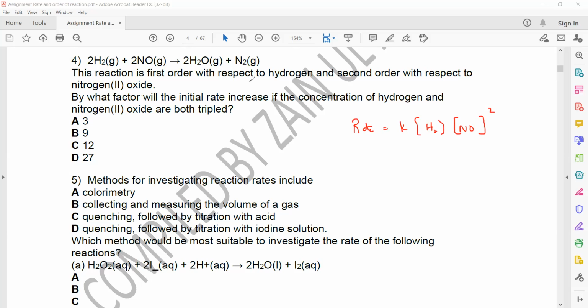By what factor will the initial rate increase if the concentration of hydrogen and nitrogen monoxide both triple? If we triple the hydrogen concentration, because it is first order, the rate will triple. If we triple the nitrogen monoxide concentration, the rate will increase by 9. So what is the total change in the rate? It will be 9 multiplied by 3, which is equal to 27. So the rate will increase 27 times. That's why D will be the right answer.